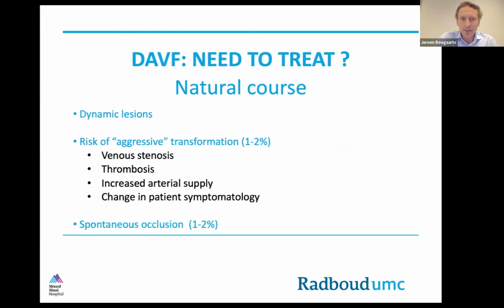So are they dynamic lesions? Yes, and actually no. They could be dynamic, but the real risk of aggressive transformation, from a low Borden grade 1 to a higher grade, is actually very rare, 1 to 2%. It could be due to venous stenosis, thrombosis, or increased arterial supply, or there could be some change in symptomatology. Spontaneous occlusion can also occur, but it's also very rare.